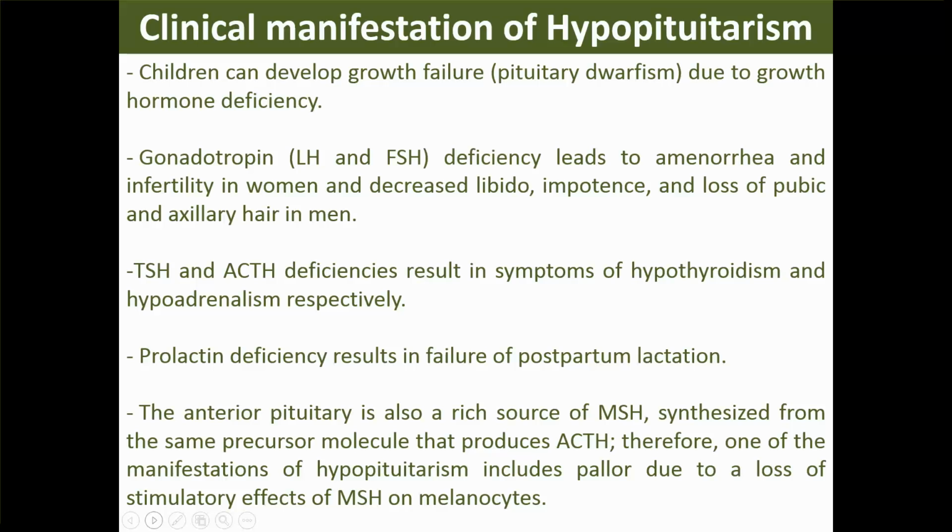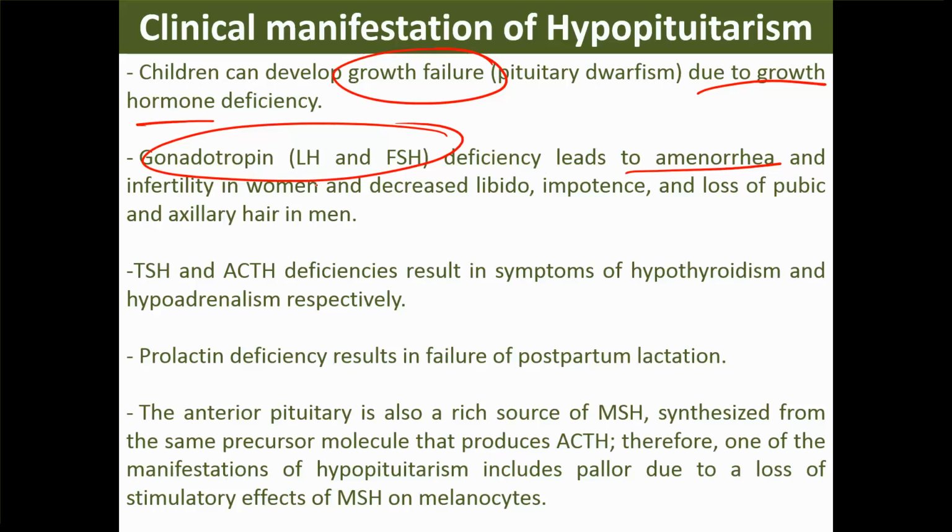So what are the clinical manifestations they can produce? They can produce in children growth failure because of no growth hormone, and if there is no gonadotrophin, they result in amenorrhea and loss of libido and impotence, and secondary characteristics of female will disappear, and infertility in women.